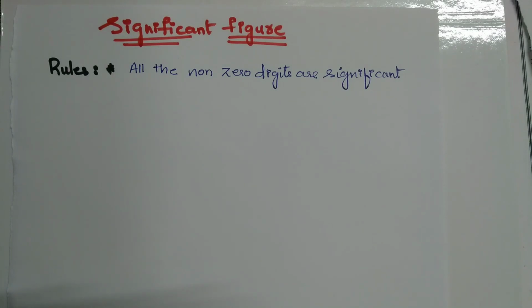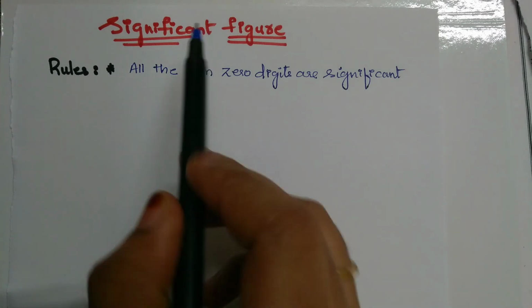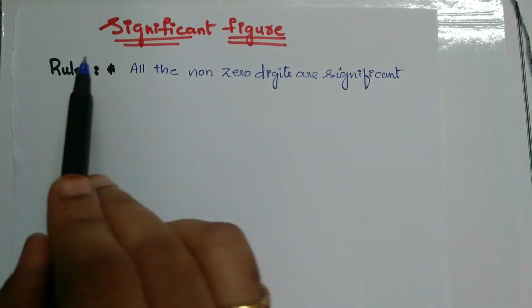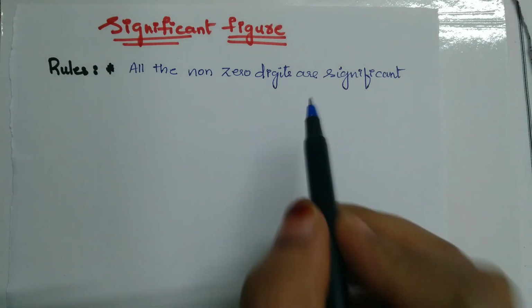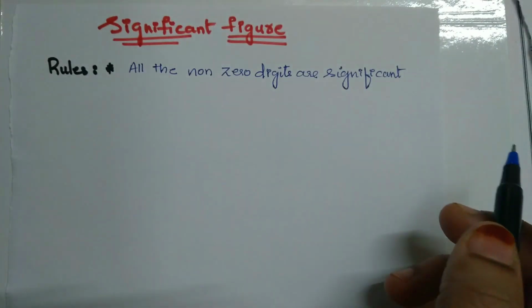Friends, welcome to another video of physics, that is the significant figure, which is under the topic chapter of units and dimension. Okay, this is the first chapter as per the syllabus of HSTR. So let us study in detail what is significant figures. So there are certain rules in the significant figures. I'll make it very easy for you all to understand what are significant figure.